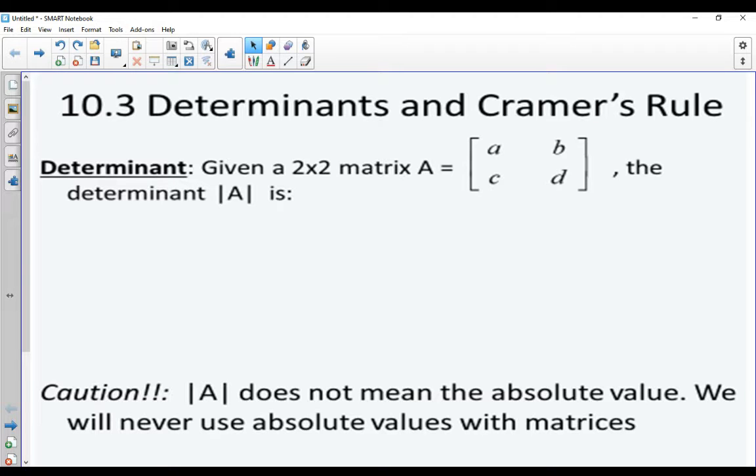Hello, College Algebra. Welcome to our lesson on 10.3, Determinants and Cramer's Rule.